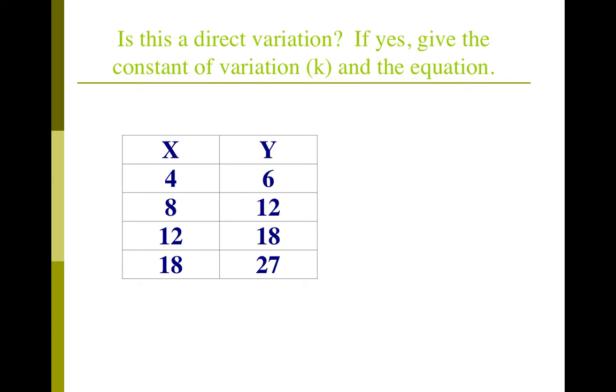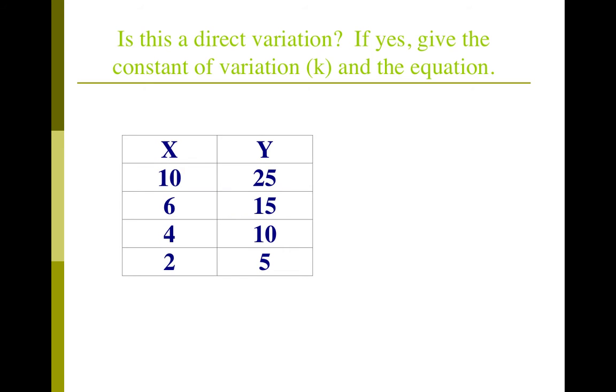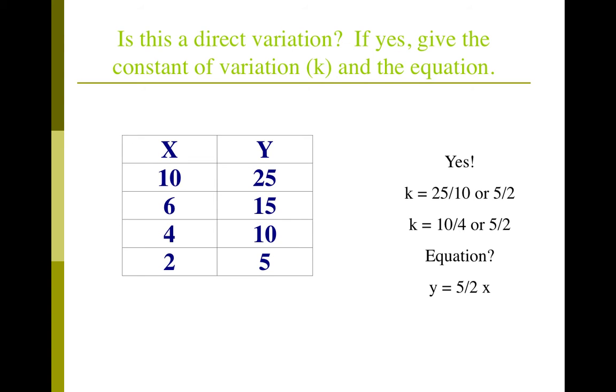Is this a direct variation? I hope that you said it was because every time you divide y by x, you get a ratio of 3/2. Therefore, y equals 3/2 x is your equation. What about this one? Every time you divide y by x, it will reduce to 5/2. It will be the same ratio every time. Therefore, there's the equation.